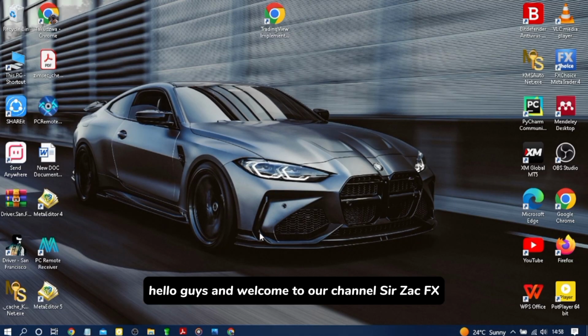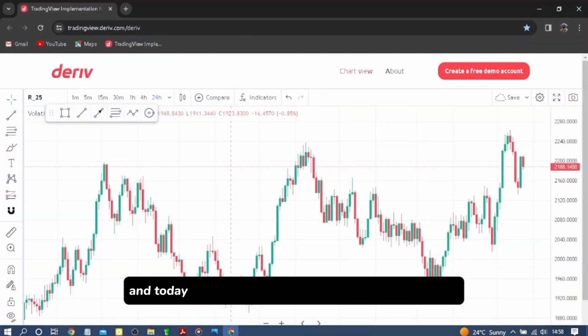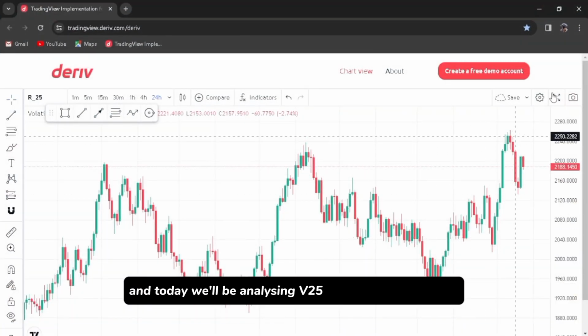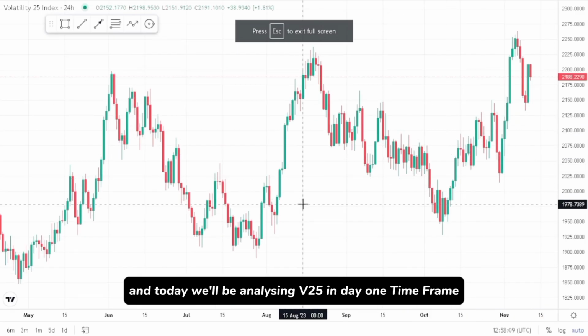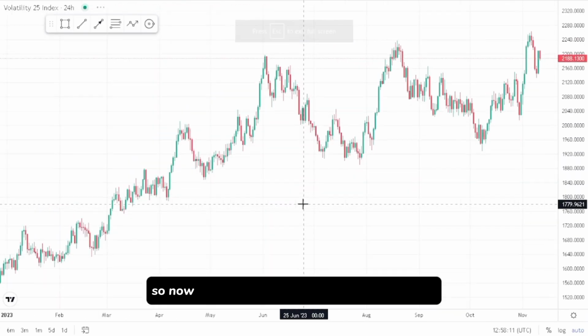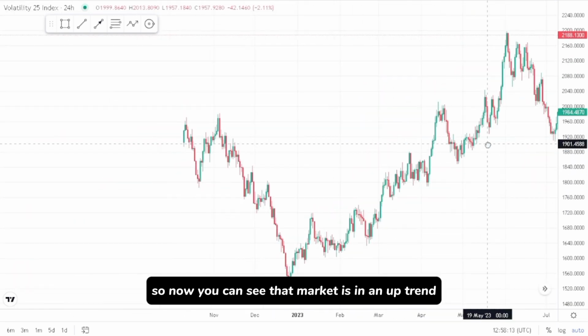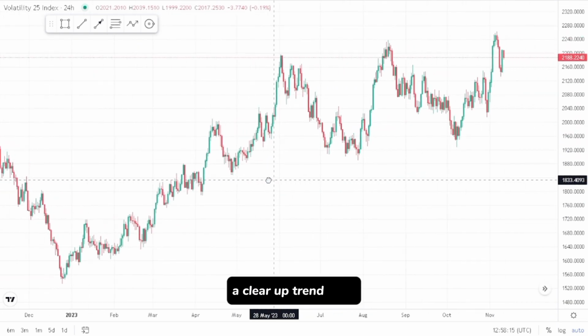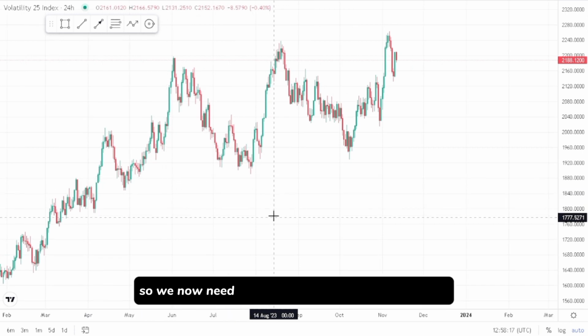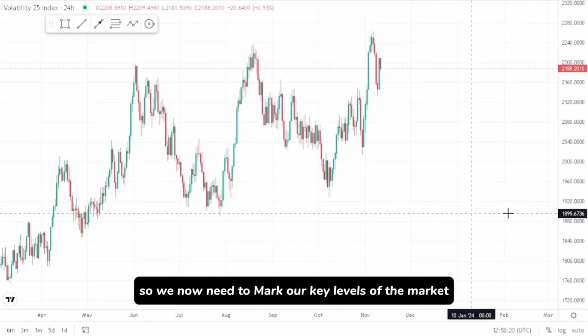This is FX, and today we'll be analyzing V25 in the day 1 time frame, right? So now you can see that the market is in an uptrend, a clear uptrend, right? So we now need to mark our key levels of the market.